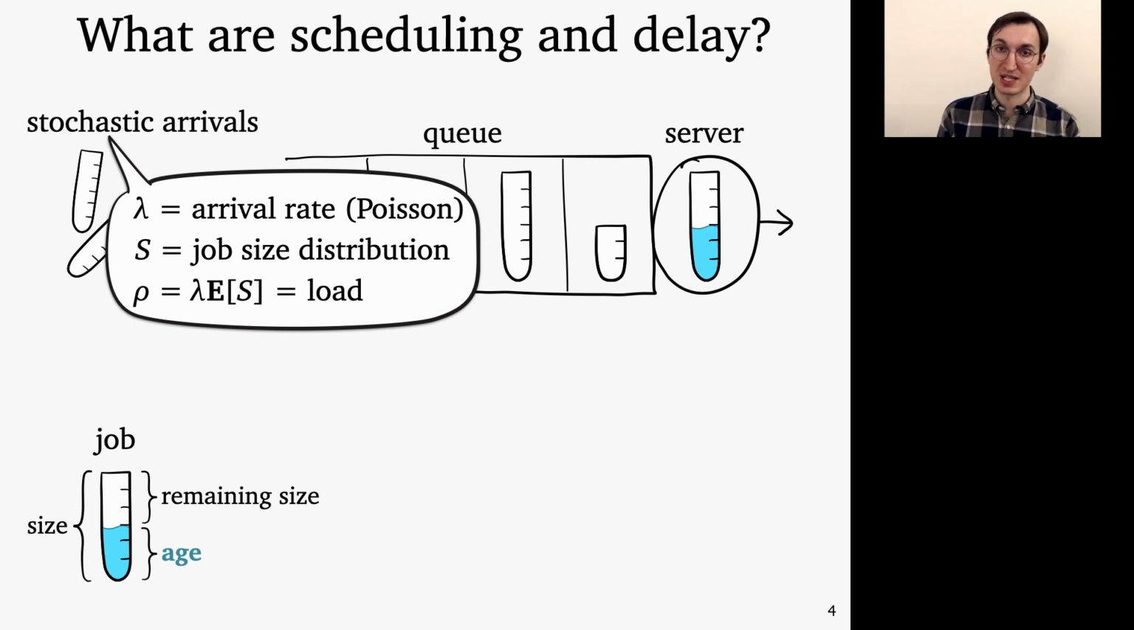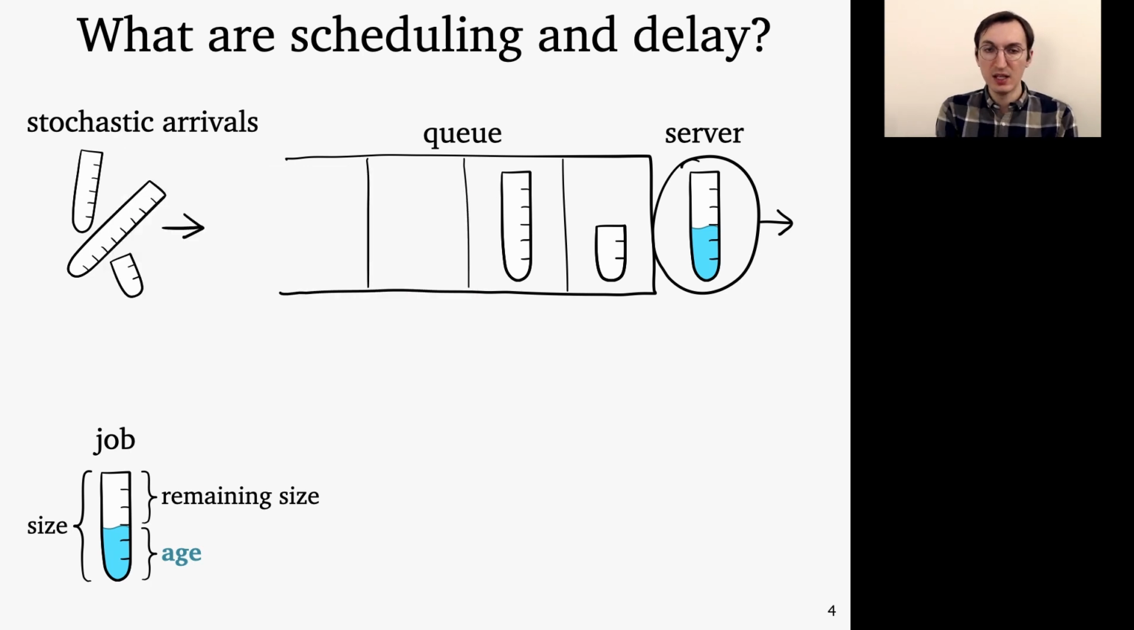And in order for the system to be stable, load has to be less than 1. So that's what we're going to assume. Beyond assuming that load is less than 1, we won't make any further assumptions that limit, say, the job size distribution. This is important because in practice, different types of applications have very different looking job size distributions. Okay, so that's the sort of stochastic queuing model we're working with.